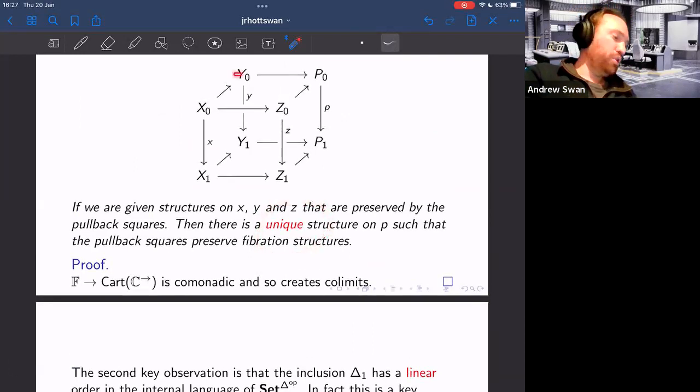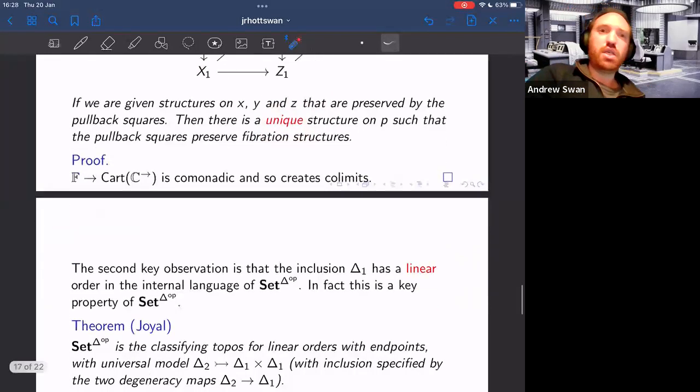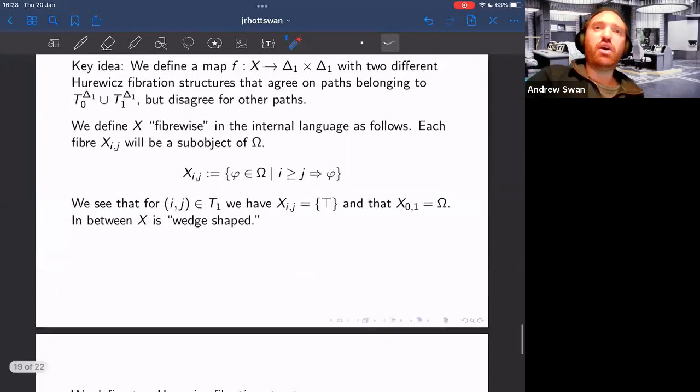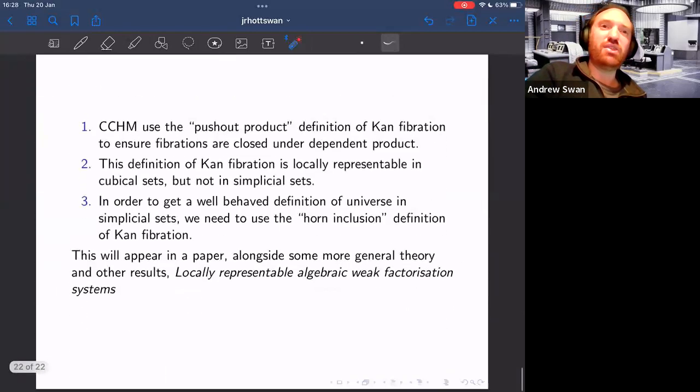The thing that actually gets contradicted is the uniqueness. I construct a pushout like this, but with two different fibration structures. So it contradicts the uniqueness part of this lemma. That's the rough idea of how it works, but I'll skip over these details.